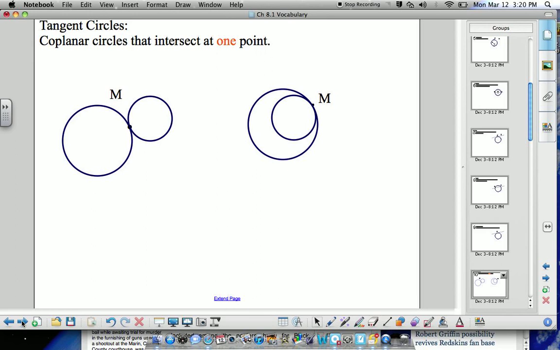Tangent circles. Circles can be tangent also. It means they touch at only one point. In both of these examples here, the point of tangency is the point M. One important thing, though, is that the circles have to be coplanar. They both have to be on the same plane.